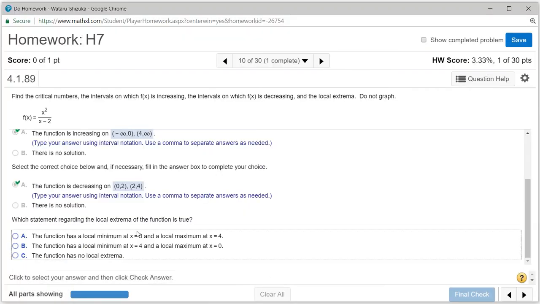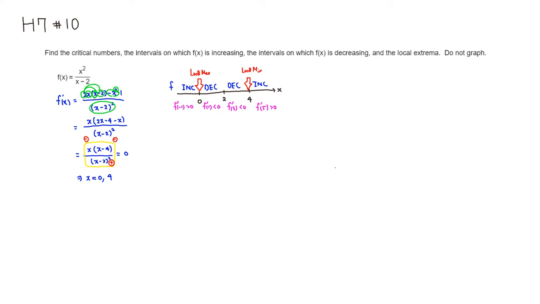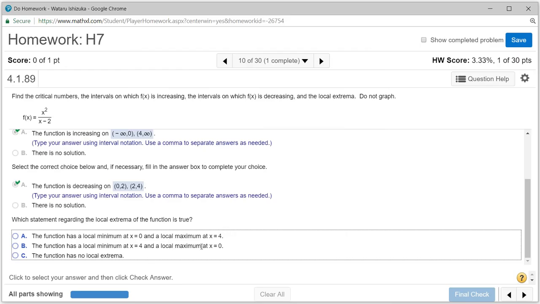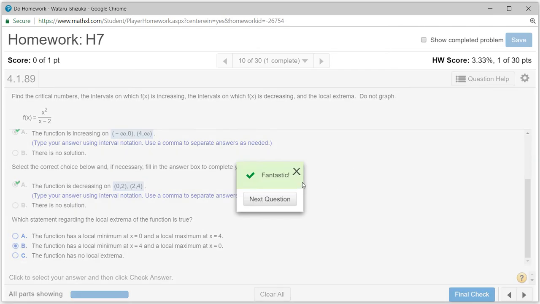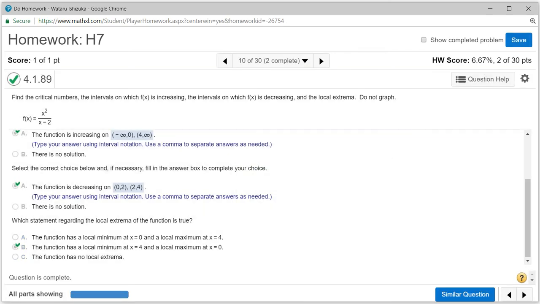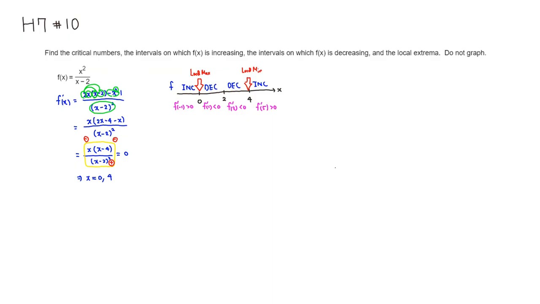So let's see which one. The max is at 0. Sorry about that. So maximum at 0, minimum at 4. So the answer is B. Let's check the answer. We got that. That's it. I hope that this was clear.